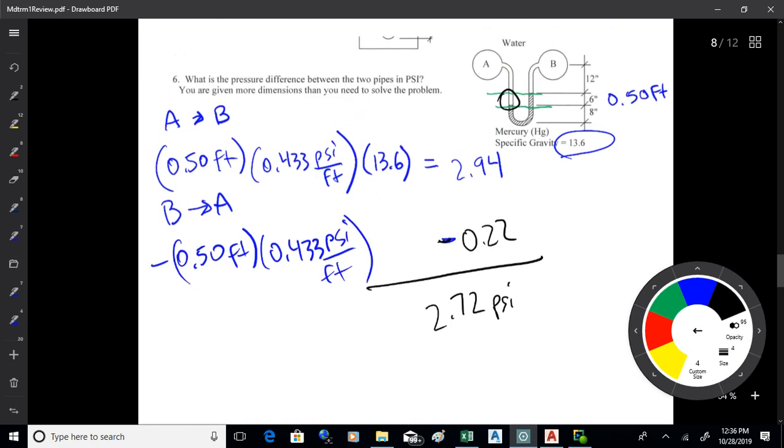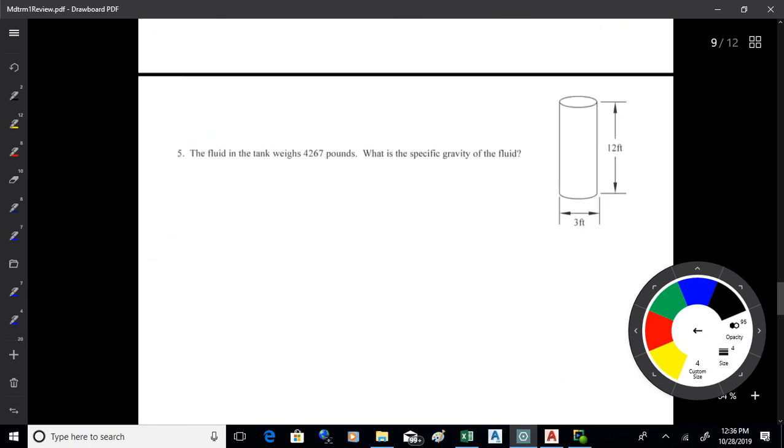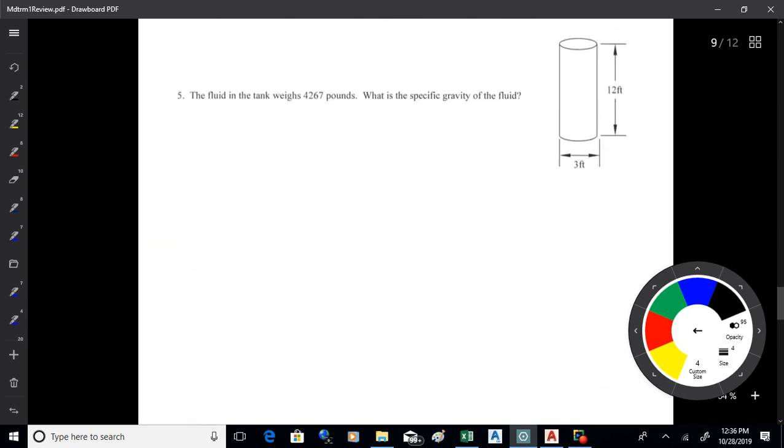Okay, the last one there is a specific gravity, and that relates a lot to density. So the first thing I want to do is find the volume of that tank. Okay, I want the area of the tank, which is pi times the radius squared. So I'll take 1.5, which is the radius, and I'll square it times pi. 7.07 square feet.